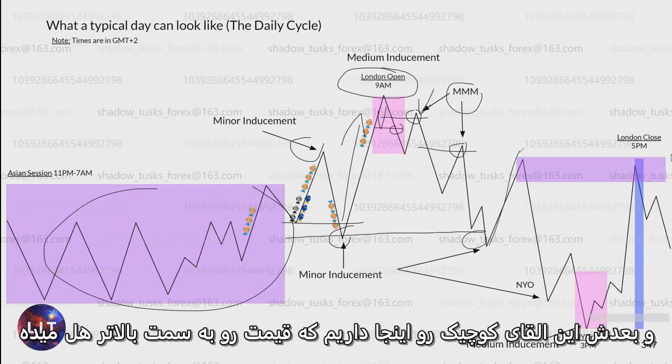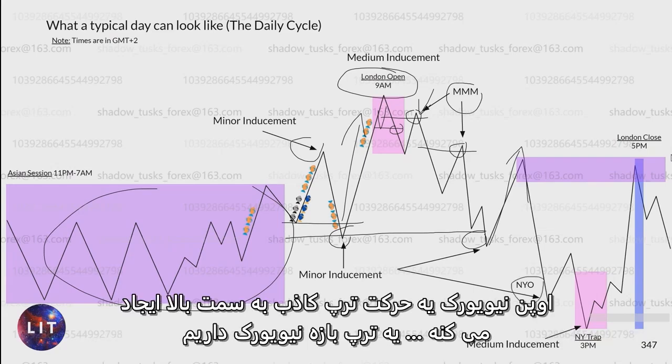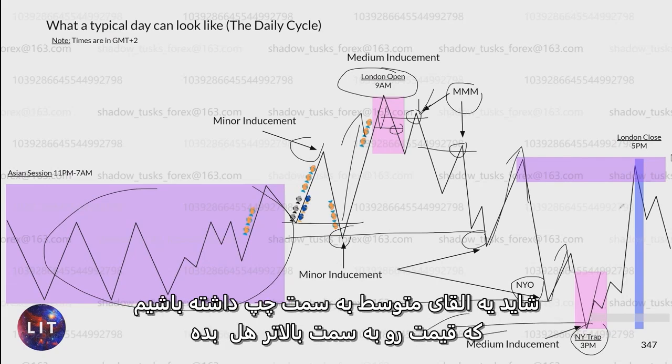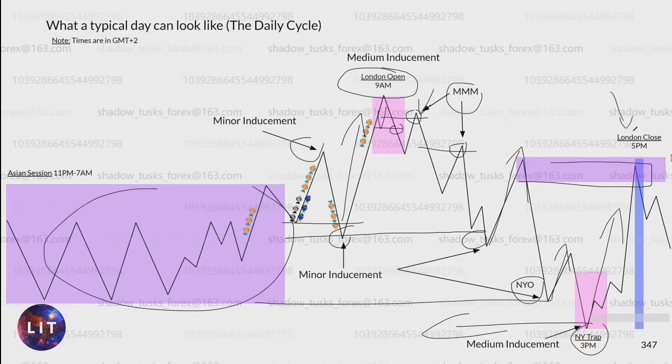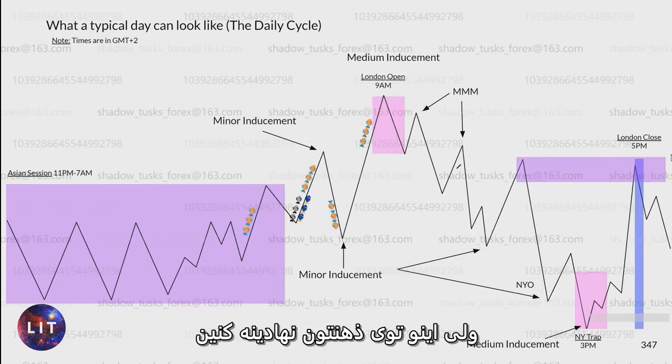And again, making this little inducement in here, pushing price higher, New York open makes the false trap move upwards. We have a New York trap time to the minute, maybe a medium inducement to the left, push price higher, and finally mitigating with London closing here. Right? But get this into your head.